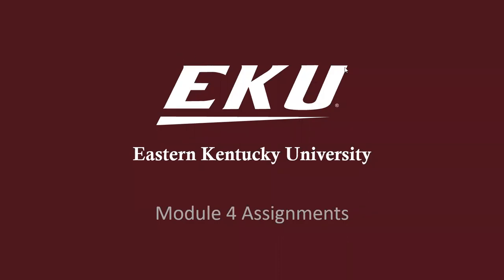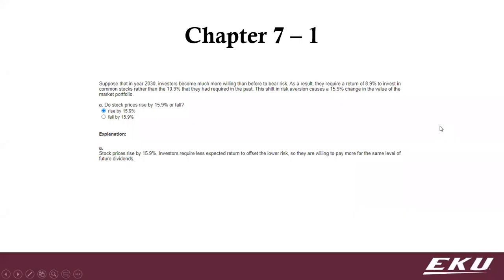Right, so this will be the module 4 homework assignments. For this first one, what's going on is investors are more risk tolerant. It says investors are more willing than before to bear risk, right? And what that means is they require a lower return than they required before. They're more tolerant of risk. Therefore, the level of return they need to take so much risk goes down.